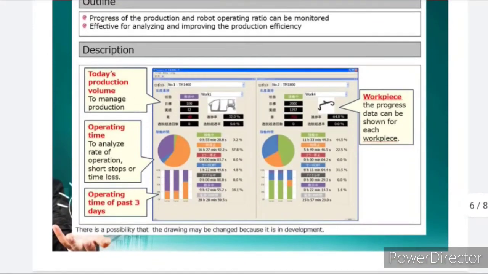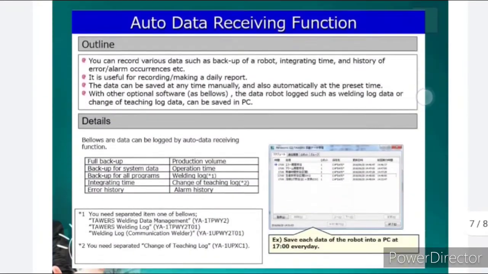Today's production plan, friends, is shown on the screen. There are the part-wise details. There are two-part workpieces, and there are charts of the robot working time, welding time, and operation times, and you can analyze through that. What can you do with that?